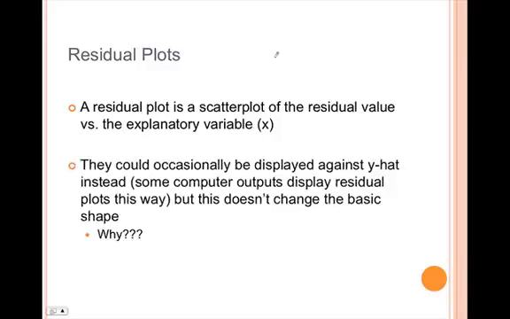Some computer outputs, instead of putting x on the x-axis, put y hat on the x-axis. We will not do that. It's kind of weird, but it doesn't change the overall shape, so you don't need to worry about that too much, okay? So every now and then, instead of seeing x on the x-axis, you'll see y hat on the x-axis, but we can handle that if that kind of example comes up.